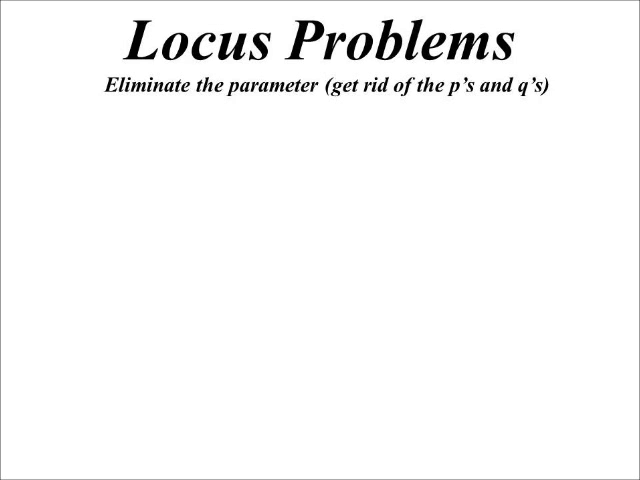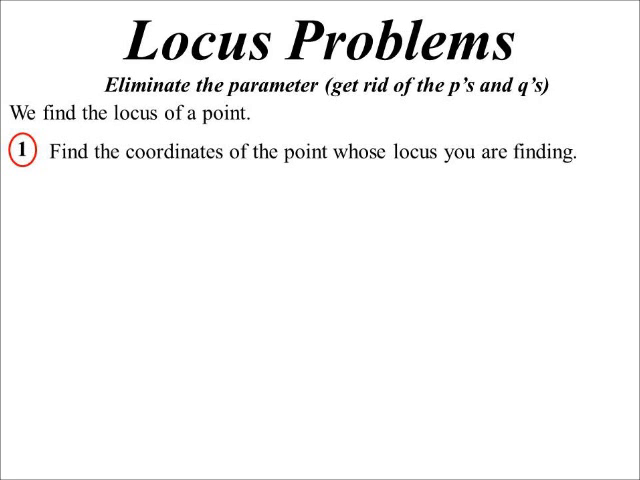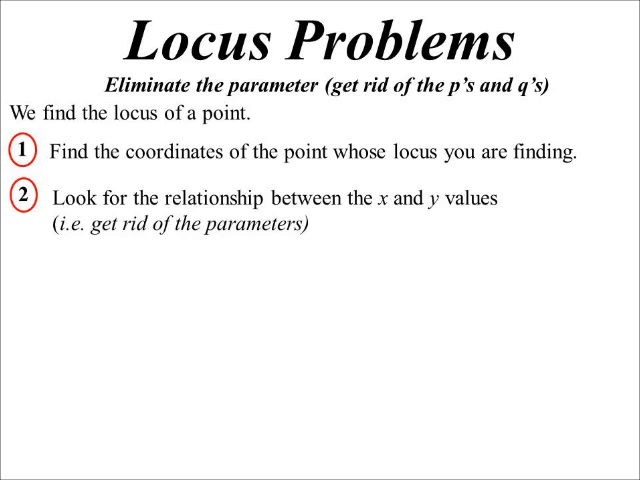So it's always going to be find the locus of a particular point. So the first part of the question is going to be find the coordinates of the point you're talking about. Now once you've got those, now we're trying to find a relationship between the x and the y values. And that's what the locus is. Remember, it was a description on how y and x are related to each other. So this is where we'll get rid of the parameters.